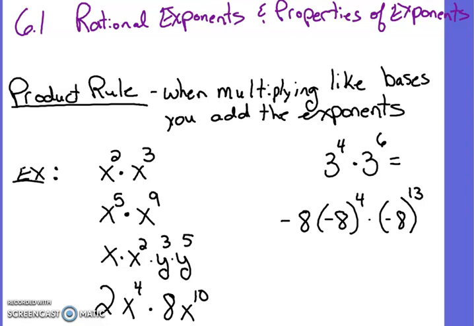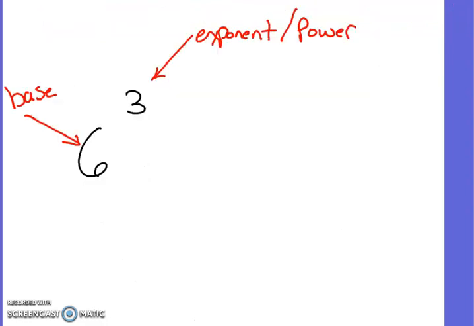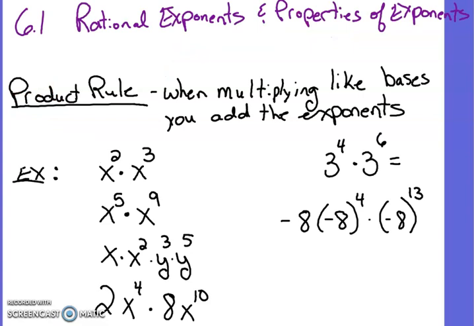All right, the very first rule is called the product rule. Remember, the word product means to multiply. So the rule says when multiplying like bases, you add the exponents. Just as a refresher, the base is this down here, and then this is the exponent or the power. Here I have the base of x. The x's are the base. So when you're multiplying like bases, you add the exponents.